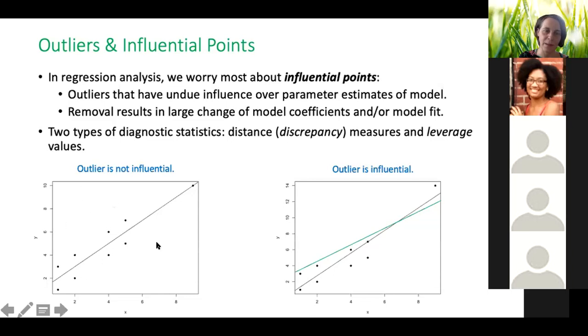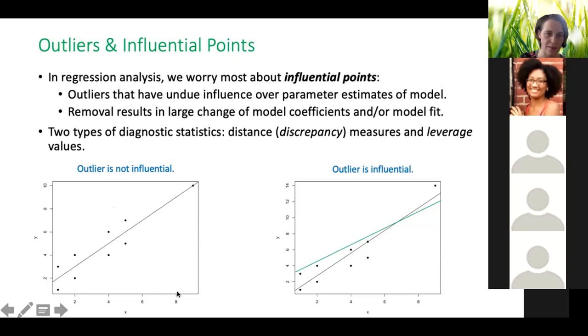So basically one way to determine whether an outlier is influential or not is to just remove that data point from our analysis and rerun the regression, and then check whether our regression model actually changes a lot when we remove that particular case.